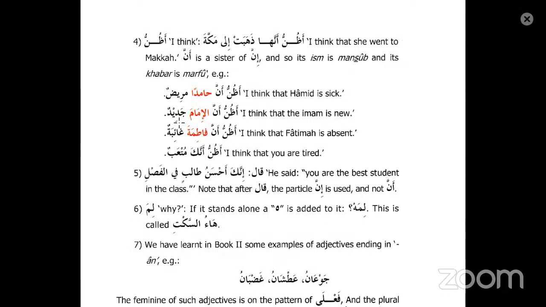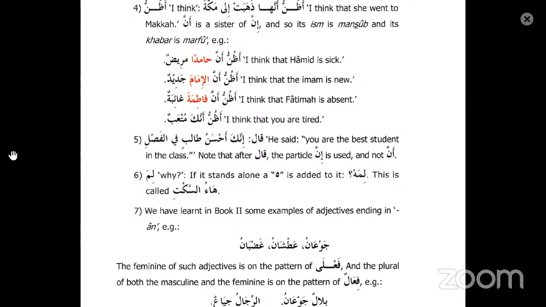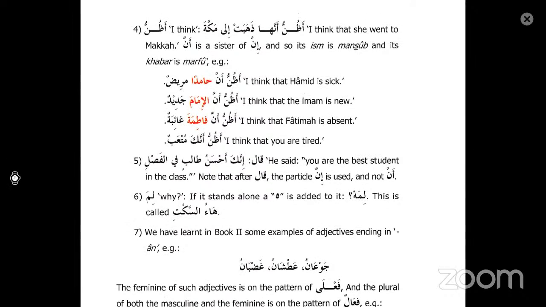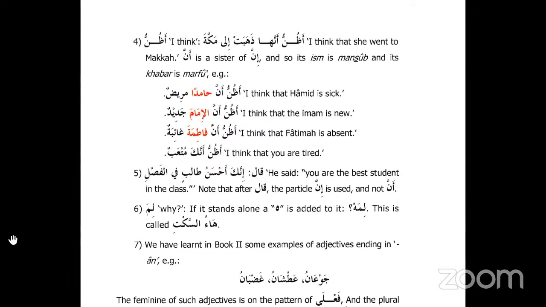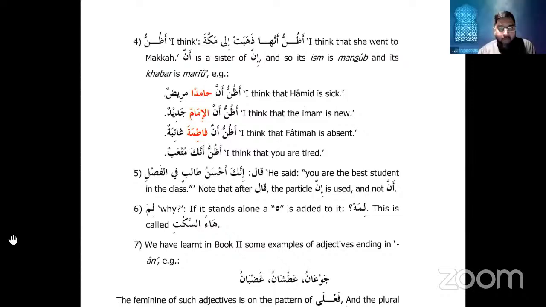Adhunnu, I think. أظن أنها ذهبت إلى Makkah. I think that she went to Makkah. Anna is the sister of Inna, and so its ism is mansub and its khabar is marfu. Shall I carry on? Okay, let me just go for one point from here.